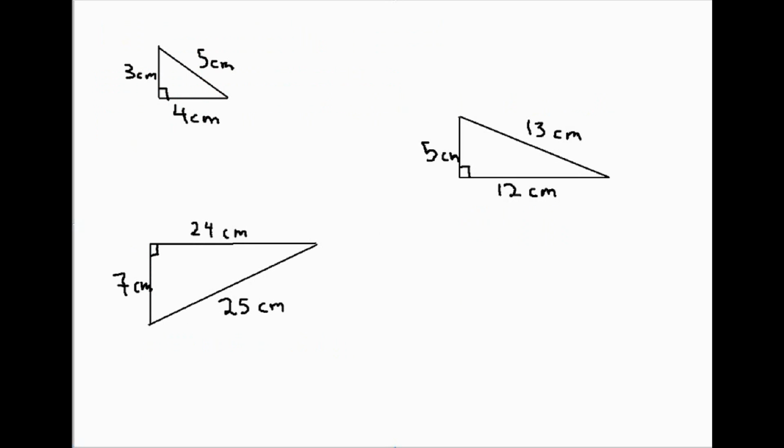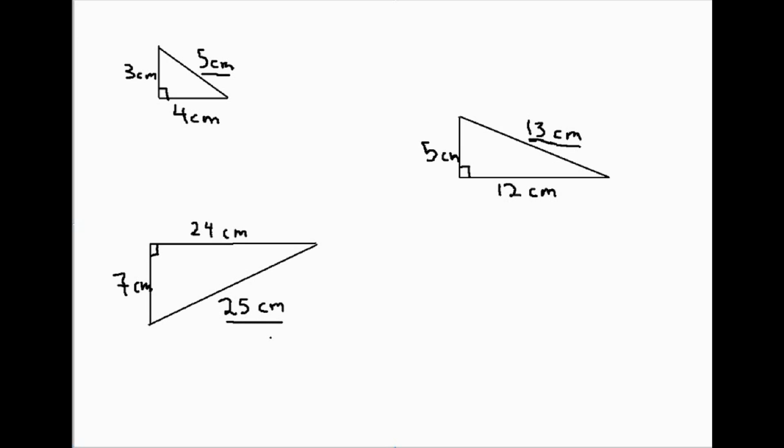Here we have three examples of right-angle triangles with the given lengths. When you look at these lengths, once again you can see that the hypotenuse, the side across from the right angle, is the longest side. For our first right-angle triangle, the hypotenuse is 5 centimeters. For our second, the hypotenuse is 13 centimeters. And for the third triangle, the hypotenuse is 25 centimeters. These are all right-angle triangles that would have these measurements on them.